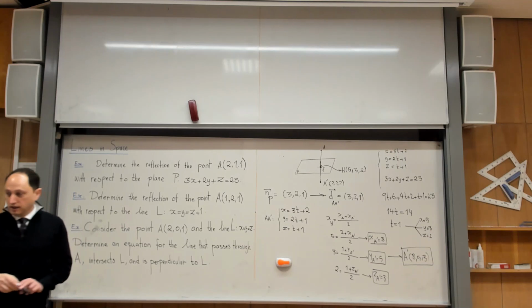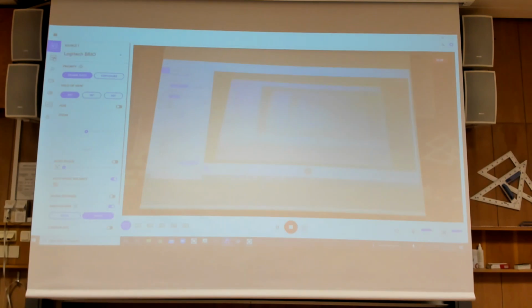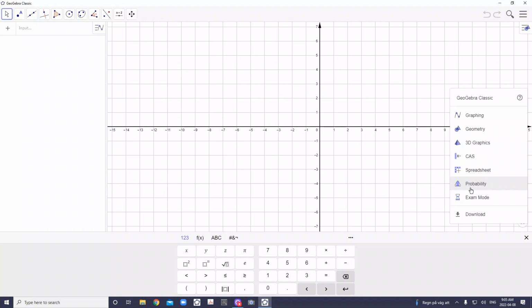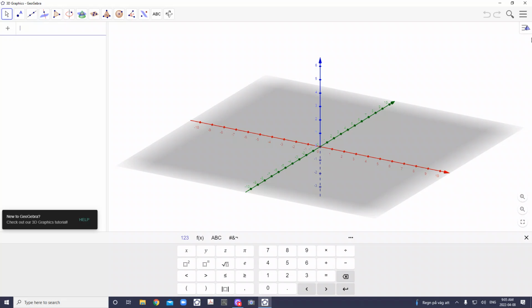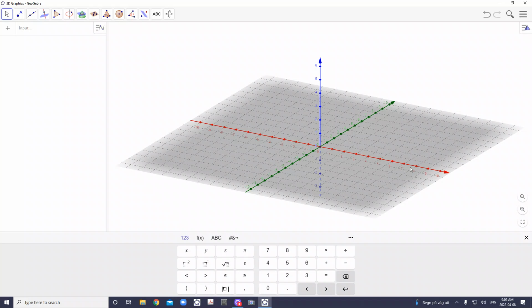I think I was also checking on GeoGebra. It's also good to check it on GeoGebra to get a feeling of what is going on. So I go to 3D graphics. I usually prefer to have these grids on. The x-axis is the red one, the green one is y, and the other one is z. Okay, sorry, this is left behind the curtain.